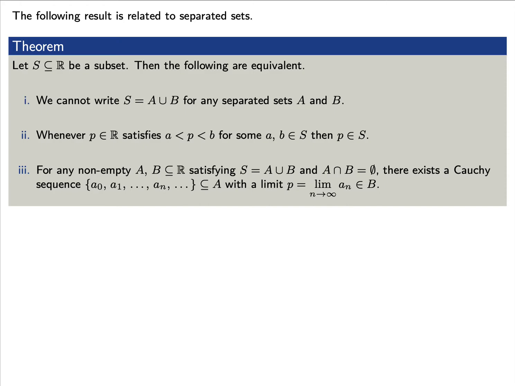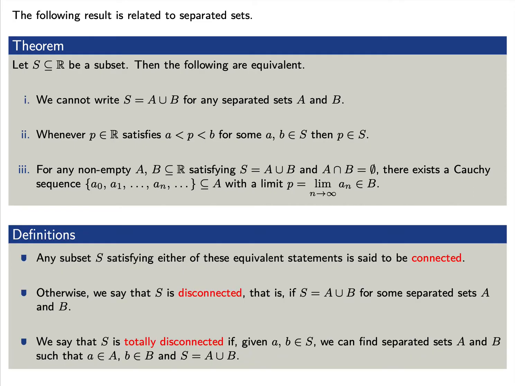Third, for any two non-empty subsets A and B satisfying S equals A union B and A intersect B is the empty set, there exists a Cauchy sequence a sub n contained in capital A where the limit p is actually contained in capital B. Any subset S satisfying any of these equivalent statements is said to be connected. Otherwise, we say that a subset S is disconnected. That is, if S equals A union B for some separated sets A and B.